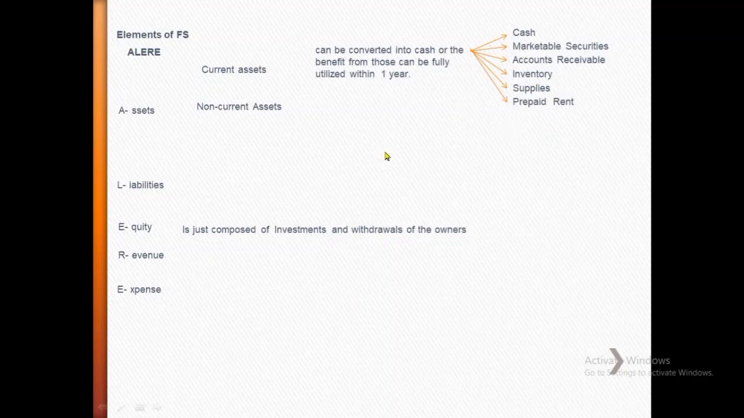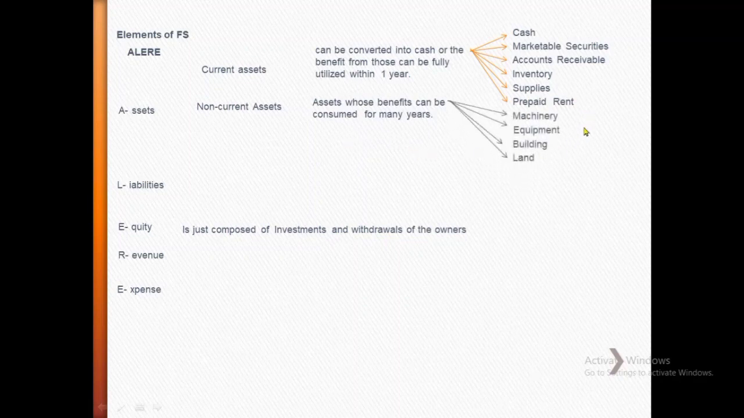We have another classification, the non-current assets, also known as long-term assets. If current assets are those that can be converted into cash or used within 1 year, these non-current assets are those whose benefits can be consumed for many years. So we have a lot of examples. We have the machinery, equipment, building, and of course land. So that's it for the assets.